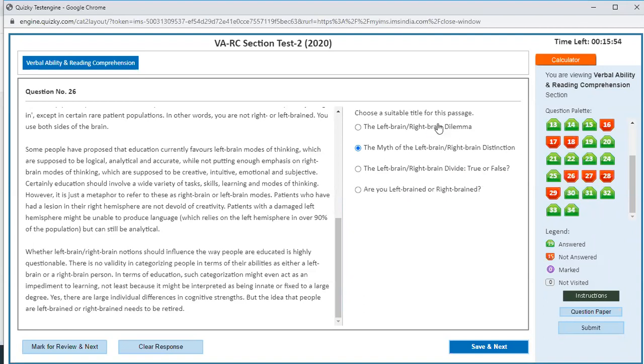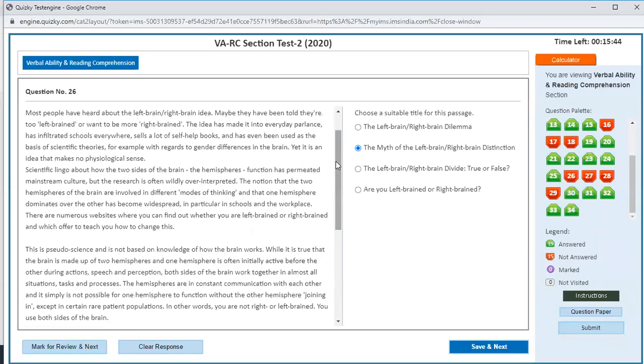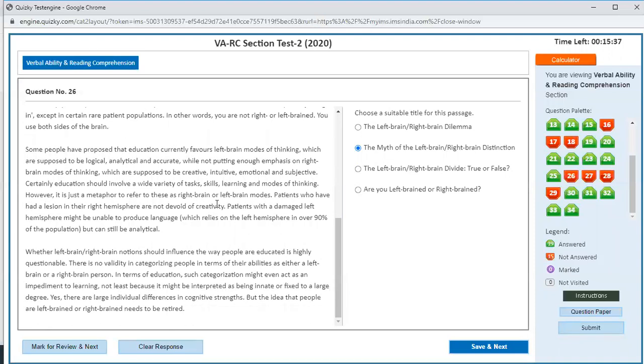Okay. The left and right brain dilemma or the myth of the left brain. So myth, I'll go with the second option because author is trying to break the myth. Right? कि भैया distinction है, तुम एक दूसरे को बोलते हो कि तुम logical हो तो तुम left brain इंसान हो, तुम creative हो तुम right brain इंसान हो, और author ने उस myth को कहीं पे break करा है in the last 2 paragraphs. So I will go with option number 2 as a title.